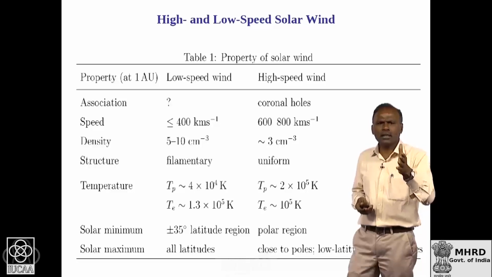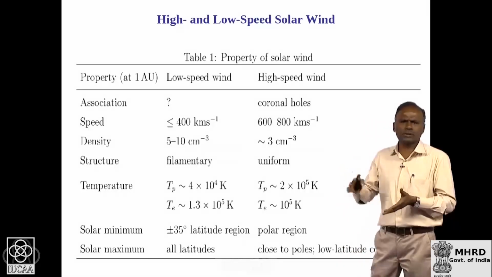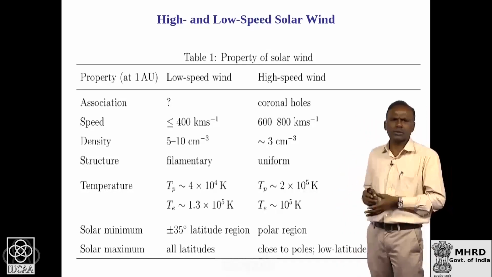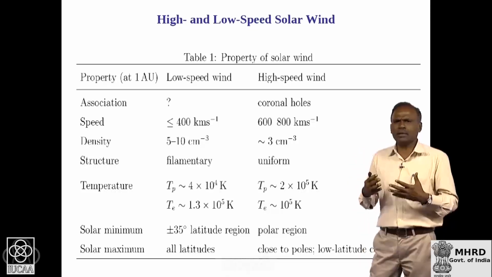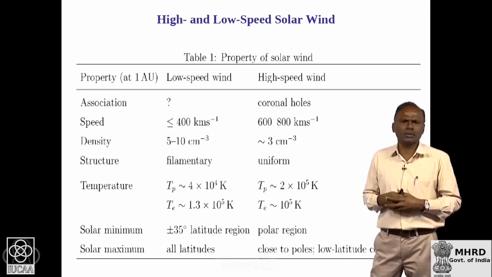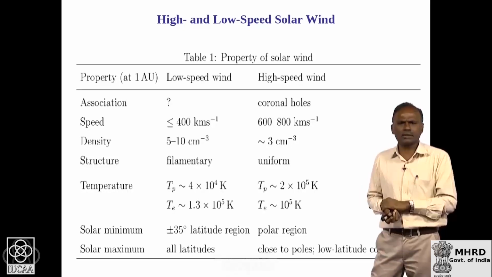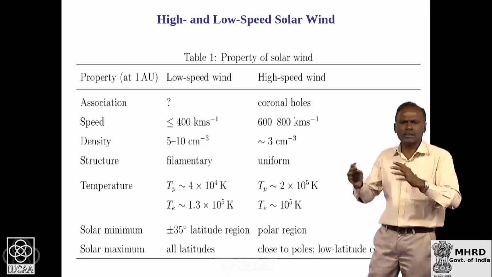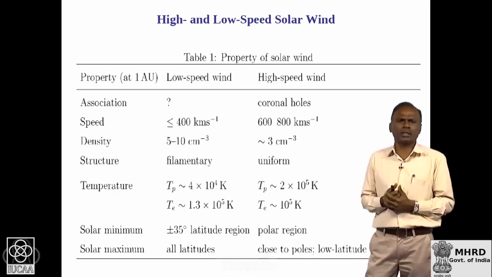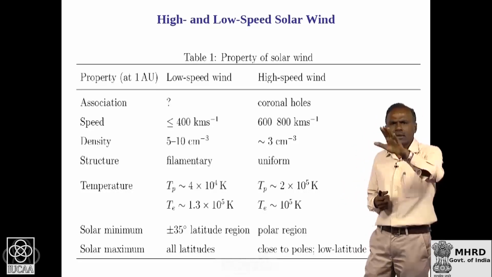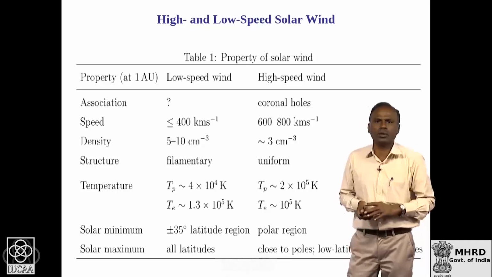They are associated with plus or minus 30 degree latitude as the source region on the sun, and they are observed in all latitudes during solar maximum. During solar minimum, they are confined to the equatorial region of the sun, and at solar maximum we see them at all latitudes. So the corona itself becomes spherically symmetric, whereas the high speed wind originates from coronal holes.